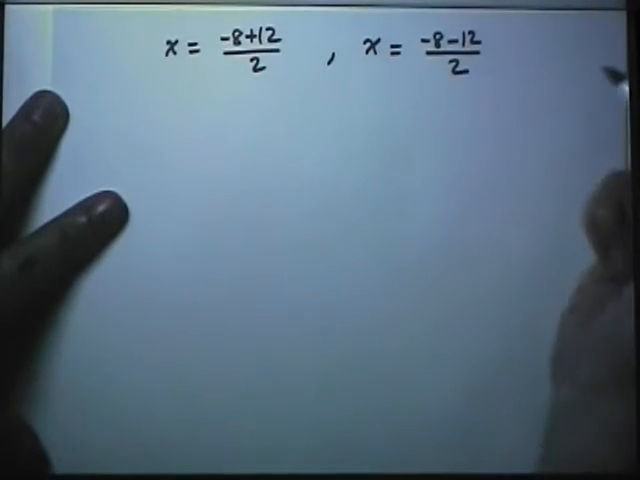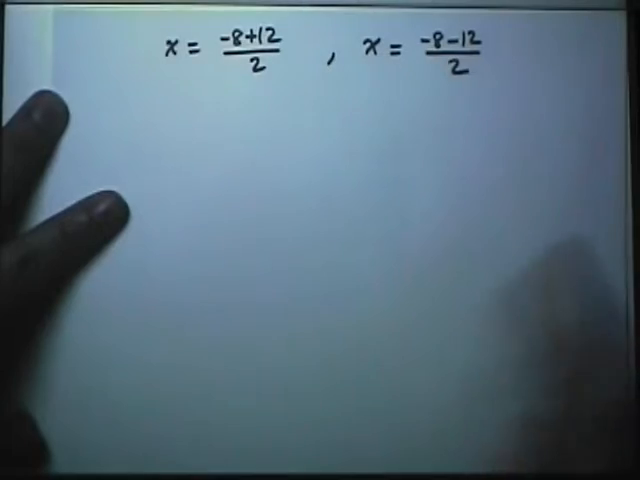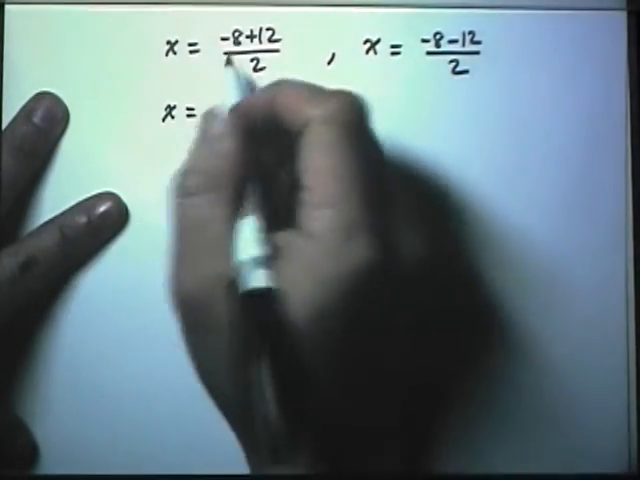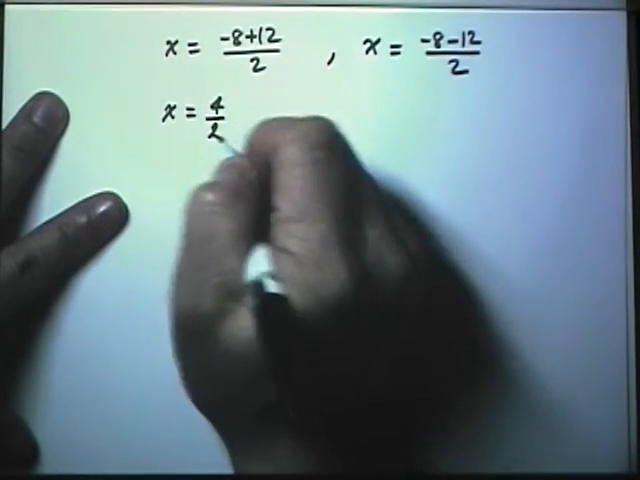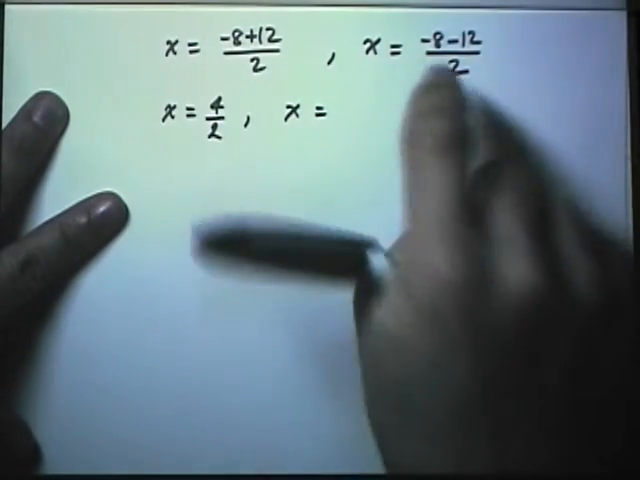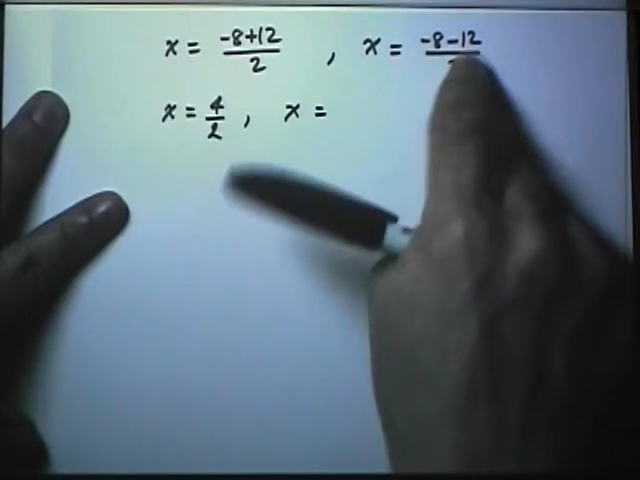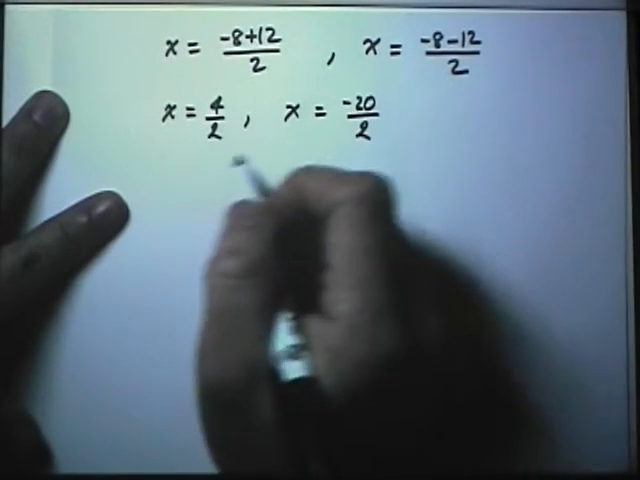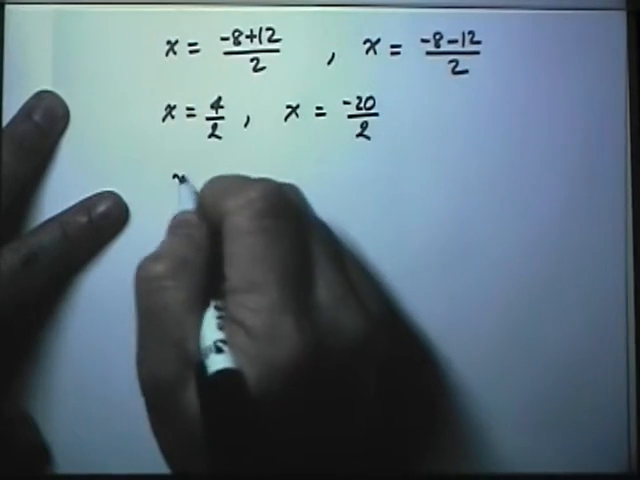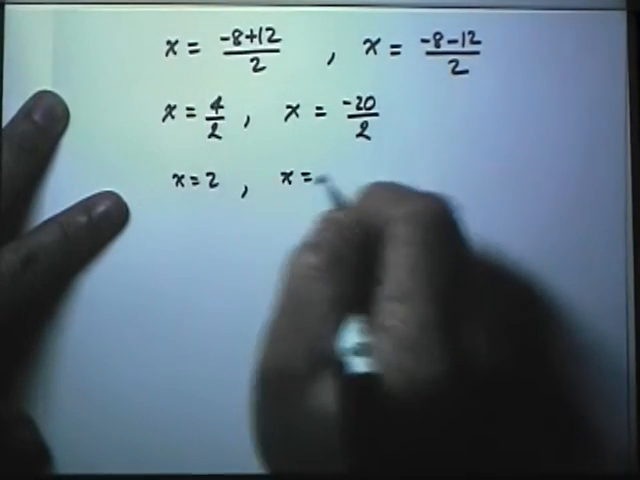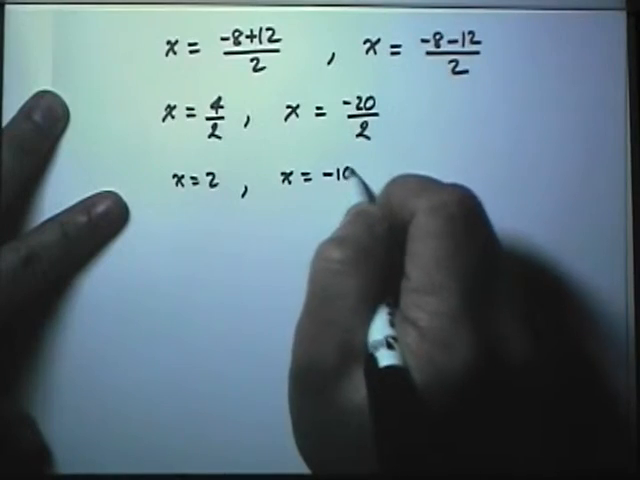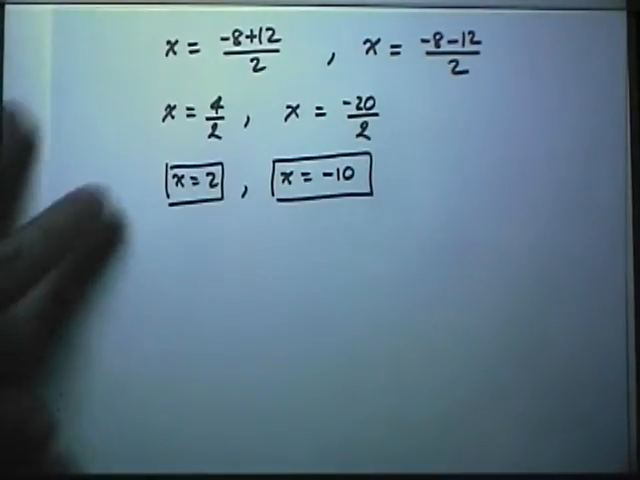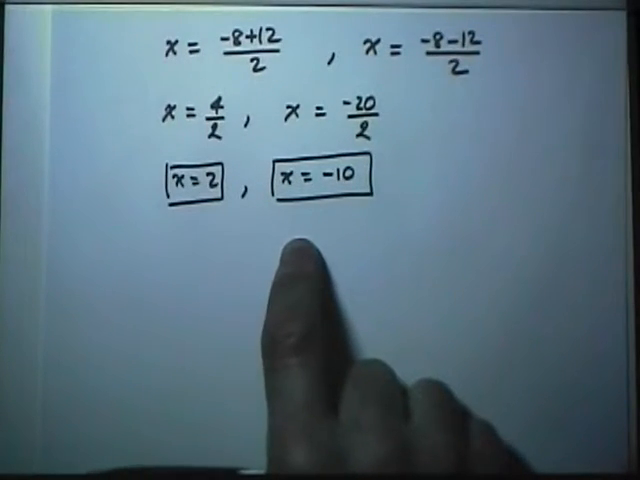See? That's it. It's that easy. Nothing is easier than this. And then x is equal to minus 8 plus 12, which is a positive 4, divided by 2. And the other x is equal to minus 8 minus 12, which is a negative 20, over 2. So my solutions are x equals 2 and x equals minus 10. That is the solution of the equation.